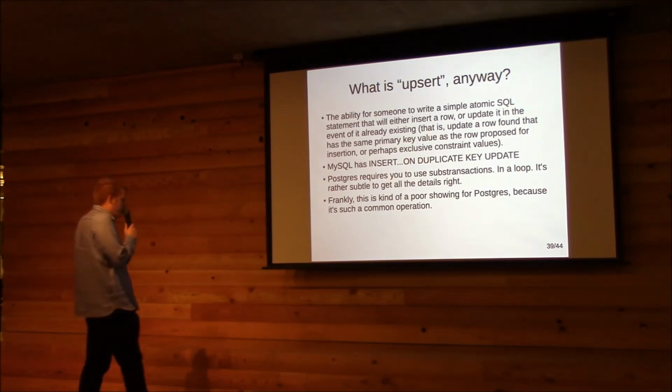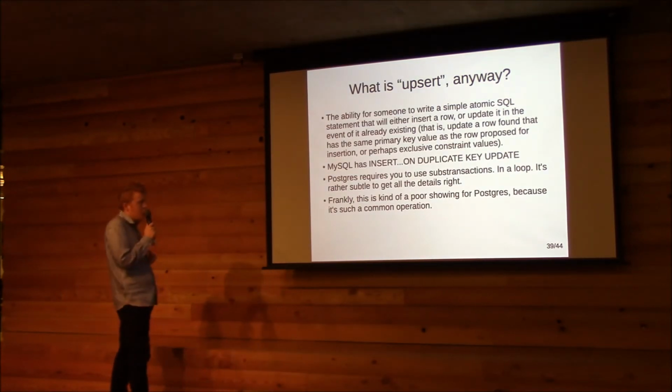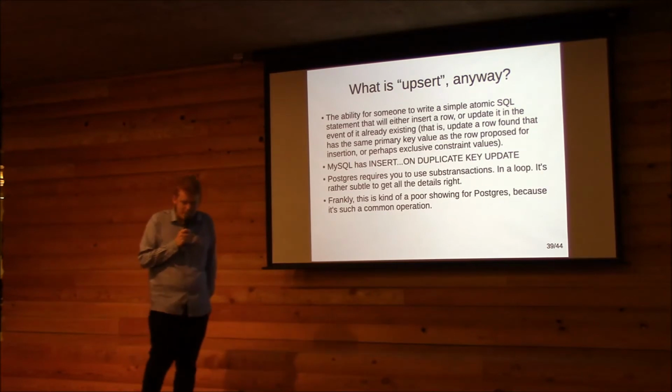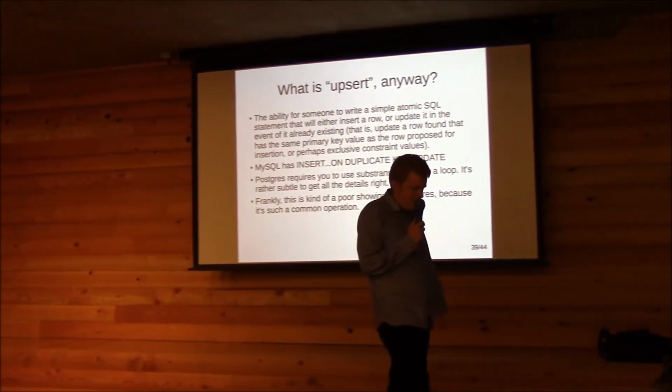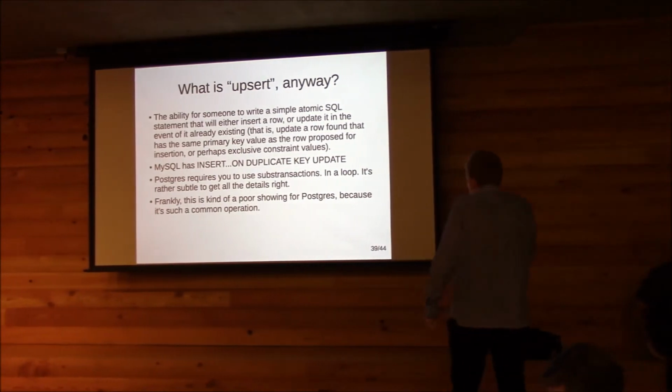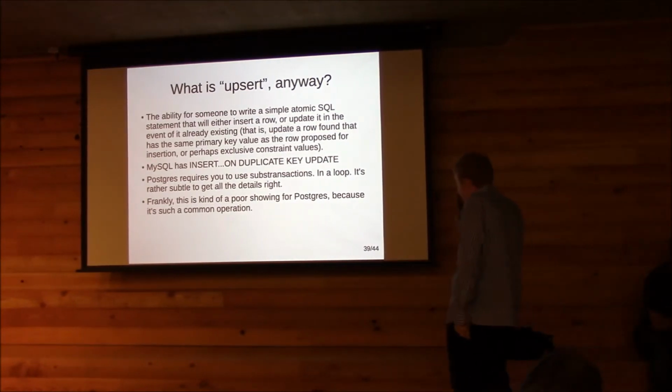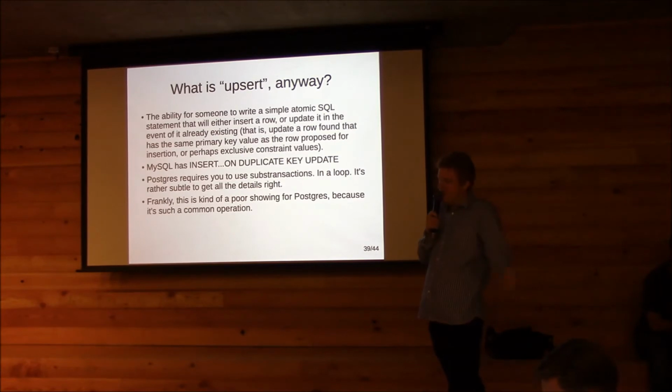MySQL has insert on duplicate key update. Postgres, on the other hand, requires you to use subtransactions in a loop, and it's rather subtle how to get those details right. There is an example of this in a few slides, but I'm not going to talk about that just yet. It's kind of foreshadowing. A lot of people want this and have for some time.